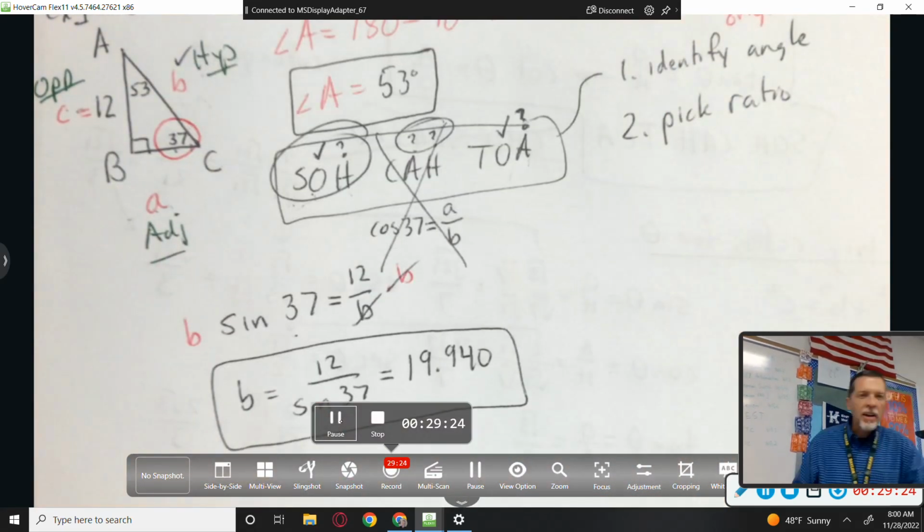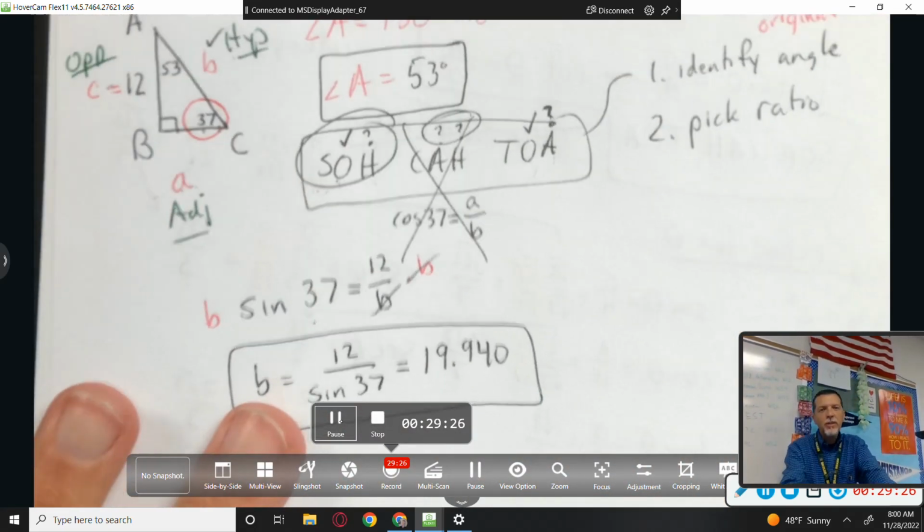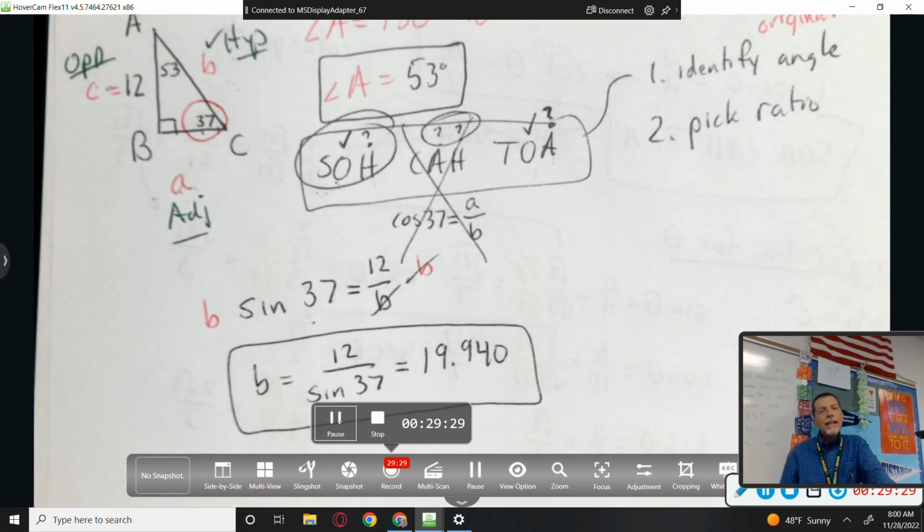I'm not going to label it on the triangle because my picture is a little crowded as it is. But if you want to label it, you can. That way you keep up with what you know and what you don't. Only one thing left, and that's side A. What do you want to do to find side A? There are two options. You could use tangent, so you could write tangent of 37 equals B over A, equals 12 over A. But you could also do something else.